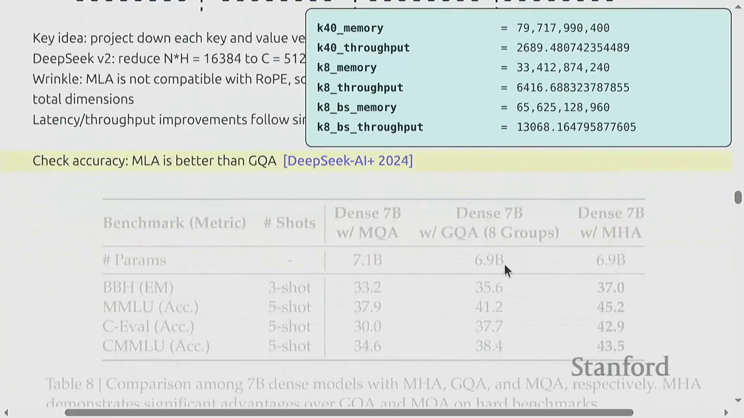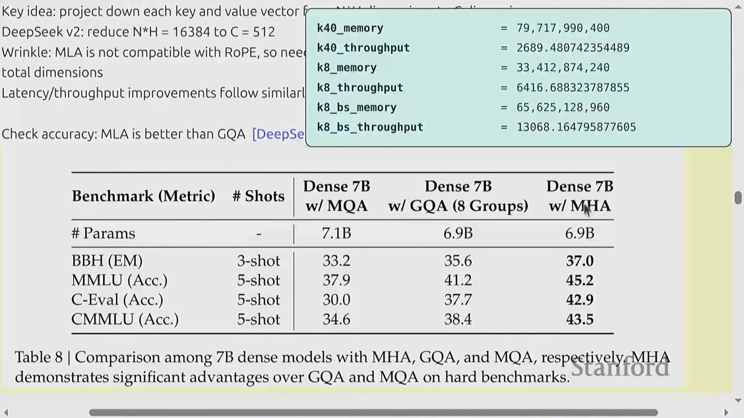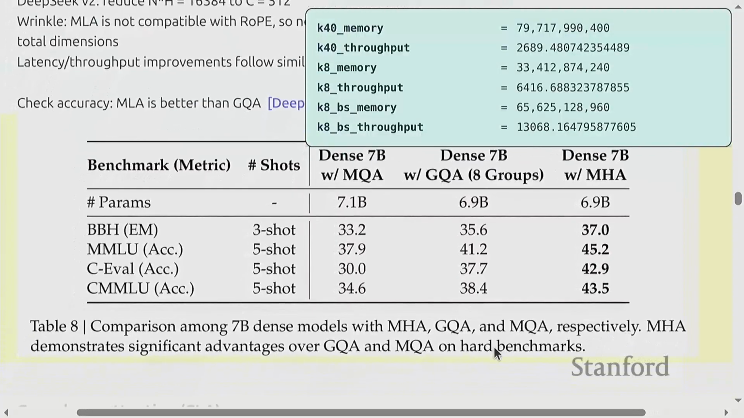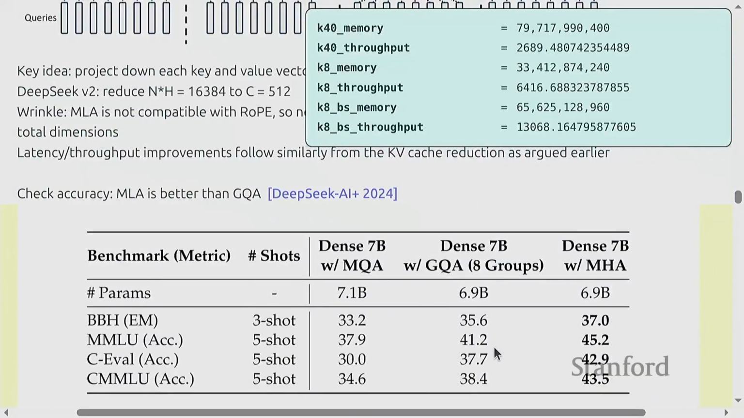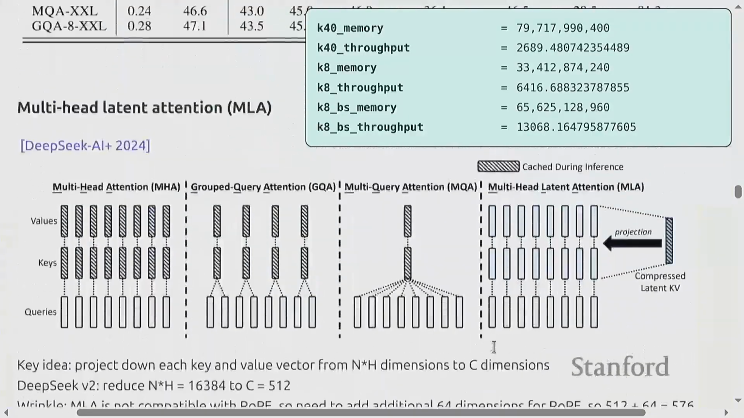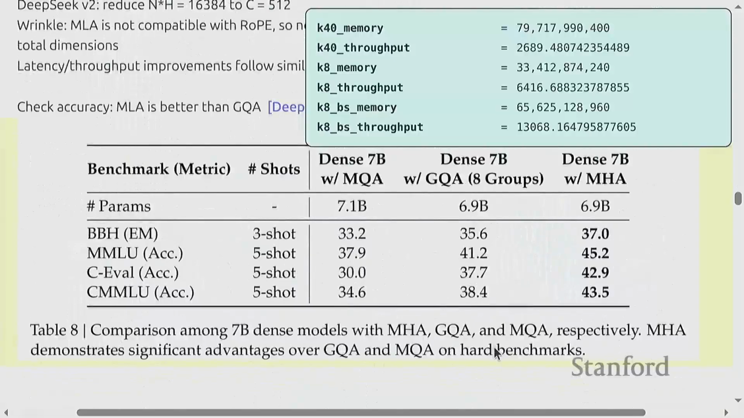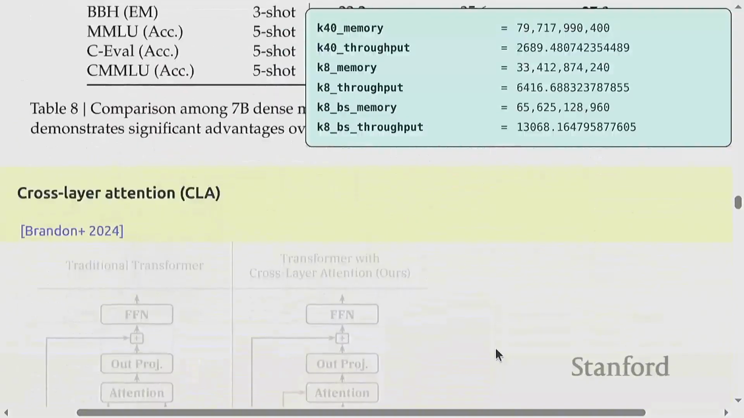And in terms of accuracy, they showed that compared to GQA, actually, maybe I'm showing the wrong thing here. Okay. I meant to show that MLA actually improves, but this table does not show that, so I'll have to dig that up later. But anyway, MLA does preserve the accuracy as well.